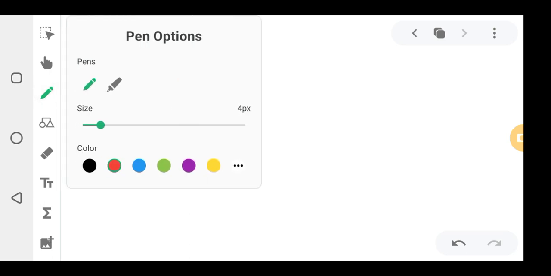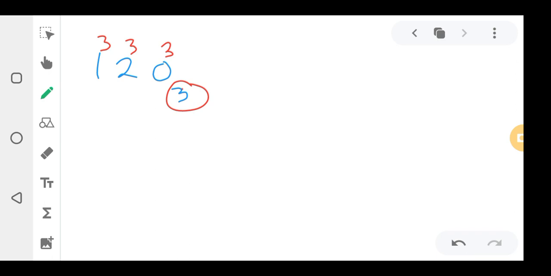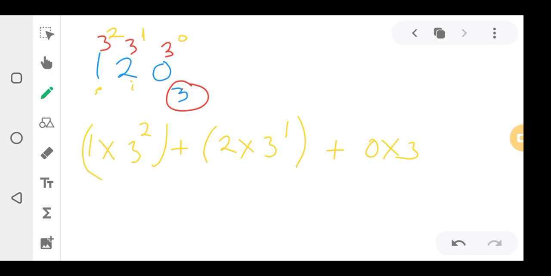And then I said you number those ones on top by starting with 0. So this one will be to the power 0, this one is to the power 1, and this one is to the power 2. Okay? So you start with the first one. 1 times 3 to the power 2 in close brackets plus 2 times that 3 on top to the power 1, plus 0 times 3 to the power 0.